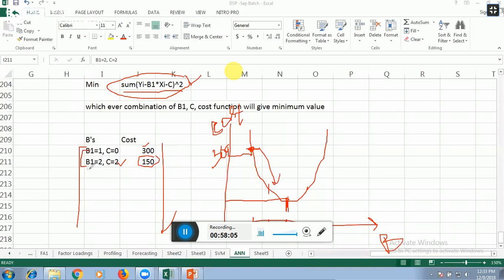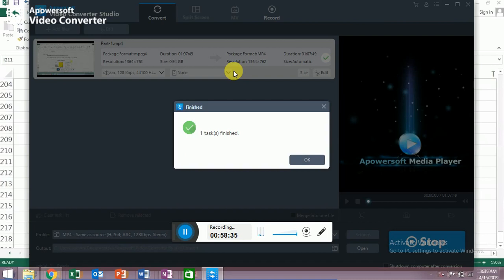But suppose for some reason, with beta 1 equal to 2, your cost value increased to 320. What can my solution be? My solution cannot be beta 1 equal to 2. Why? By increasing the value of beta, you are getting a higher value of the cost function. That may not be a solution. So then what we will do is look at the lower side of beta. Instead of increasing beta, you will try to reduce beta. Then you will see what the solution is.